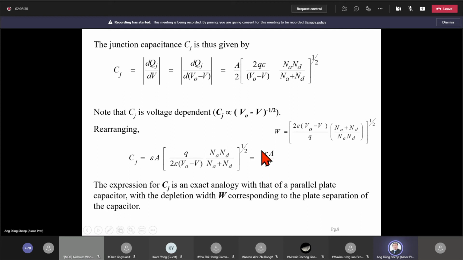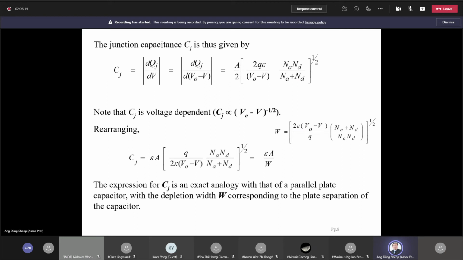Now, this result is surprising at first. If you recall the expression for the parallel plate capacitance, it is also epsilon, the permittivity of the medium separating the two plates, multiplied by A, the area of the plate, divided by the distance between the two plates. So in this case, the Cj expression has identical form: epsilon times the cross-sectional area A of the diode divided by W. W represents some distance, so it is very similar to that of a parallel plate. W in fact can be regarded as the separation between two plates inside the PN junction.